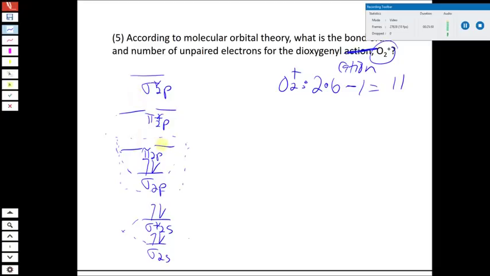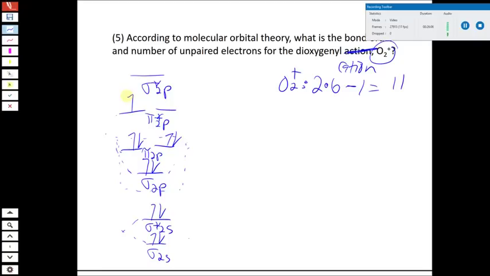When we fill the pi orbitals, there's 2 orbitals at the same energy, so we go one at a time. 7, 8, 9, 10. And then our 11th and final electron goes up there in pi star 2p. So we go lowest to highest energy, and we always fill them in that order.